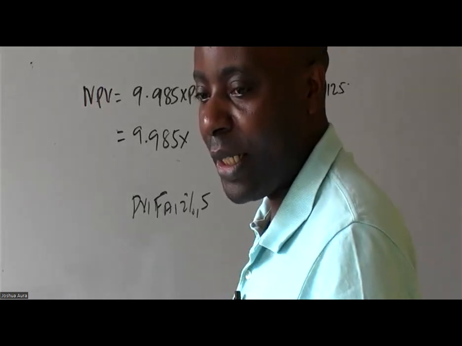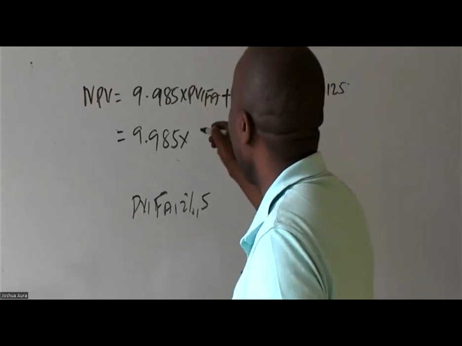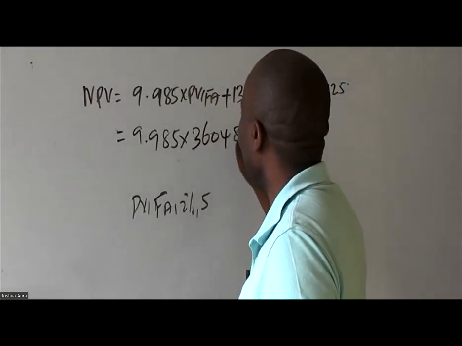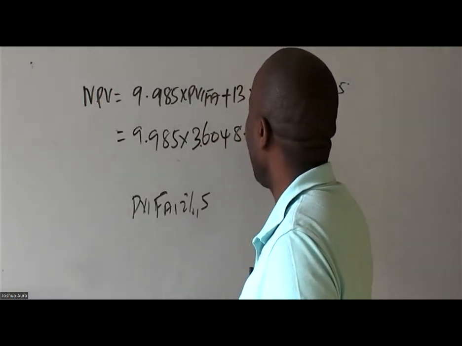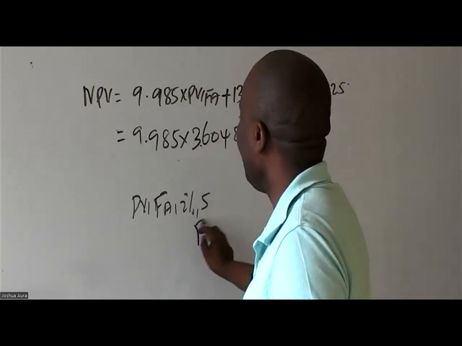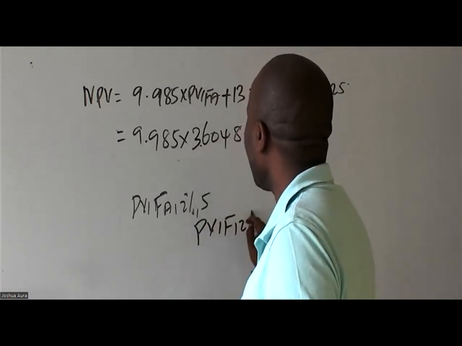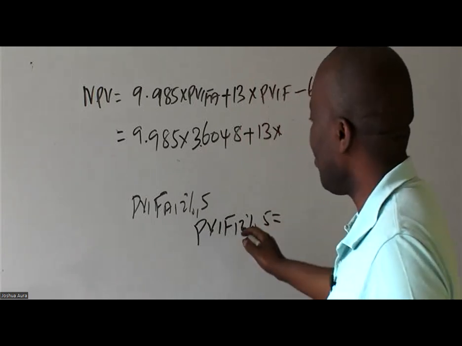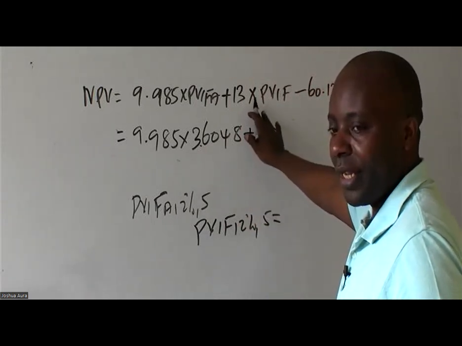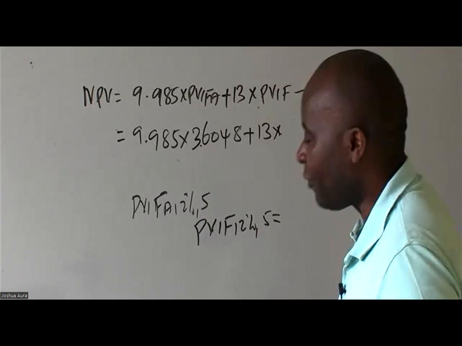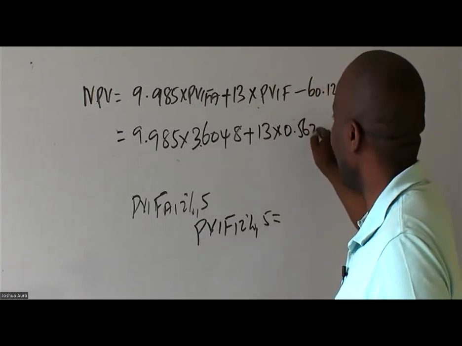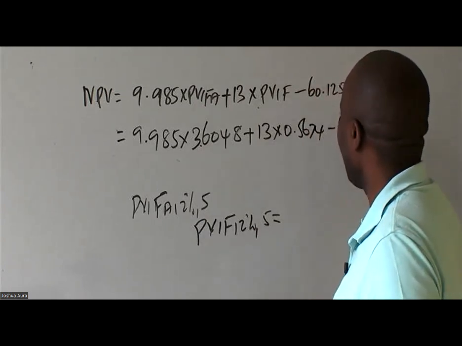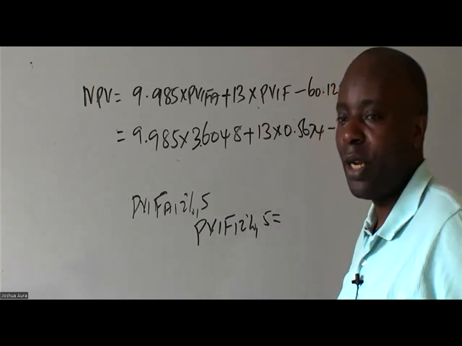We read 36.048. So here we have 36.048 with a decimal there, plus 13 times this PV. Please go to the lump sum tables. This is not an annuity. 5674, minus 60.125.